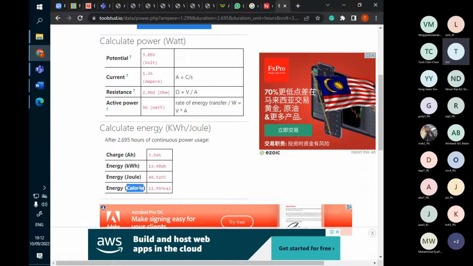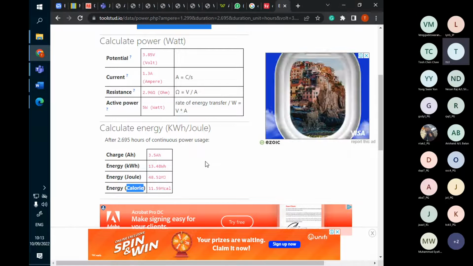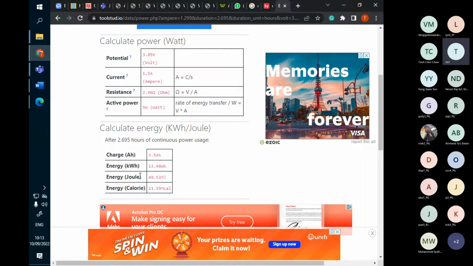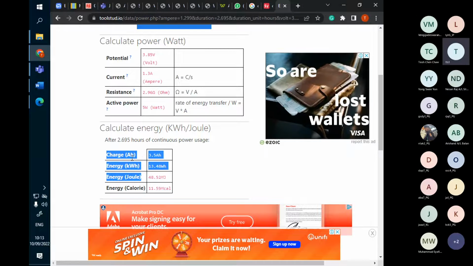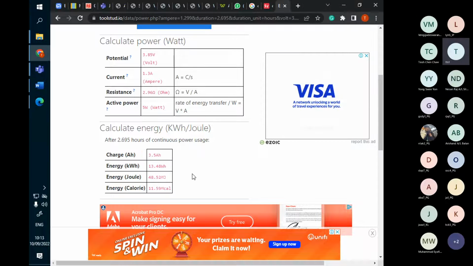This one we want to look at is calorie. Calorie is more like the food, the energy inside the food, associated with the food. So we always use these three, AH, kWh, or joule. But usually people would use only AH or kWh. People seldom use the joule.